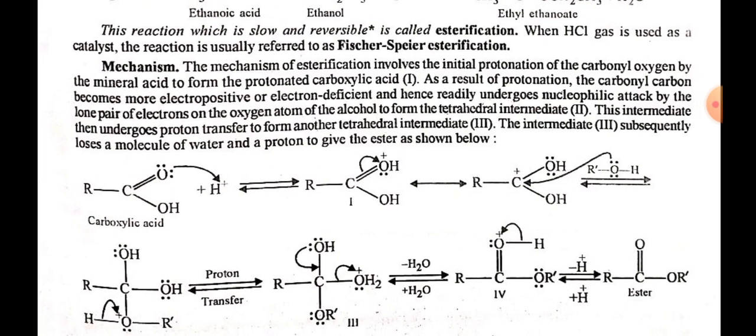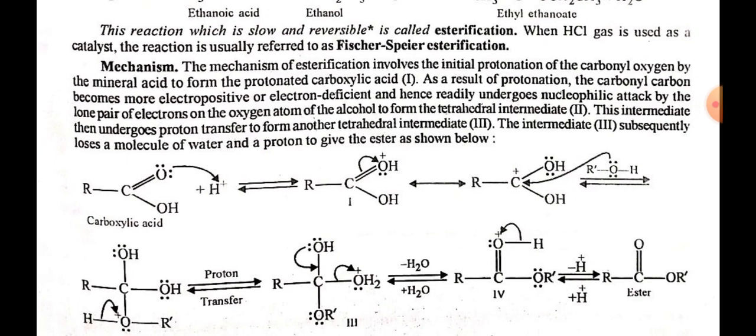The mechanism of esterification involves the initial protonation of the carbonyl oxygen by the mineral acid to form the protonated carboxylic acid 1. As a result of protonation, the carbonyl carbon becomes more electropositive or electron deficient and hence readily undergoes nucleophilic attack by a lone pair of electrons on the oxygen atom of alcohol to form a tetrahedral intermediate. This intermediate then undergoes proton transfers to form another tetrahedral intermediate 3. The intermediate 3 subsequently loses a molecule of water and a proton to give the ester as shown below.